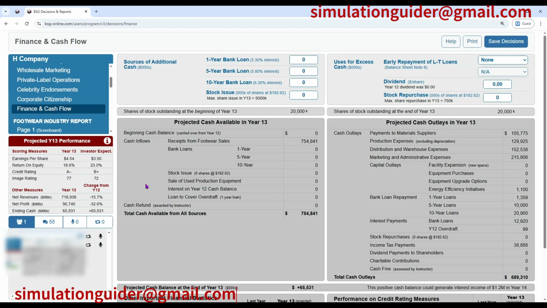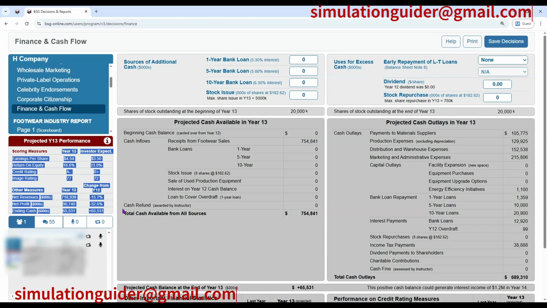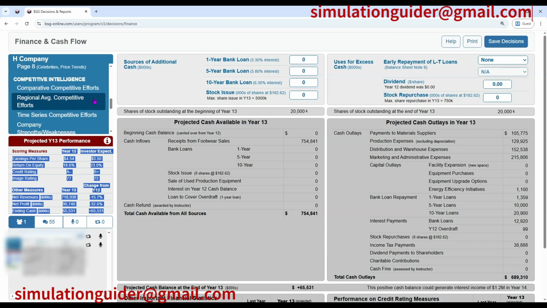So this simulation is very, very simple to learn. All you need to know is you come up with a strategy that you're going to follow, and you need to beat the investor expectation in each and every round so that you can perform better. I haven't done any decisions for year 13, but if I make them, you'll be able to know that all our year 13 performance is going to be up, and also we're going to make a lot of profits in the simulation. So that's all about this video for this time.